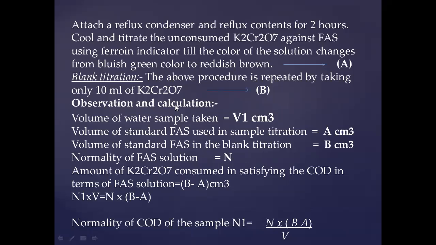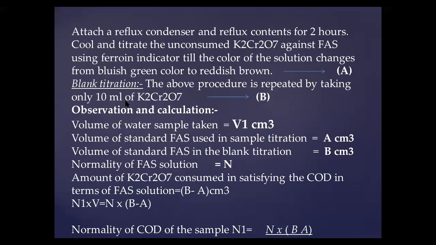Once it is refluxed for 2 hours, it is cooled and then titrated against FAS. So this titration we call a blank titration, and the amount of FAS consumed is written as volume B. Now we go for the record of observations and calculation.